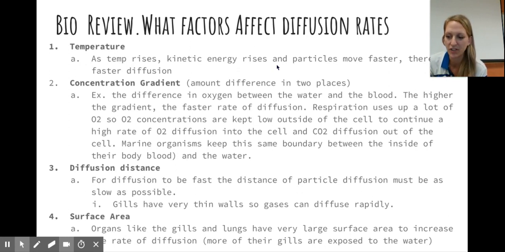For diffusion to be really fast, the distance has to be really close. The further the distance is, the longer it's going to take to diffuse. I'm sorry for yawning.